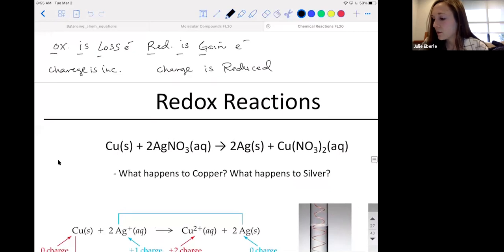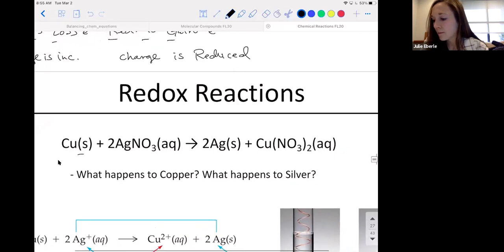All right, so we have copper, just solid metal copper, elemental copper. And then we have silver nitrate. All right, and it's aqueous, it's soluble. These things are going to react, and you're going to form silver metal and copper nitrate. So it's kind of like the copper and the silver just switch places. You see that?